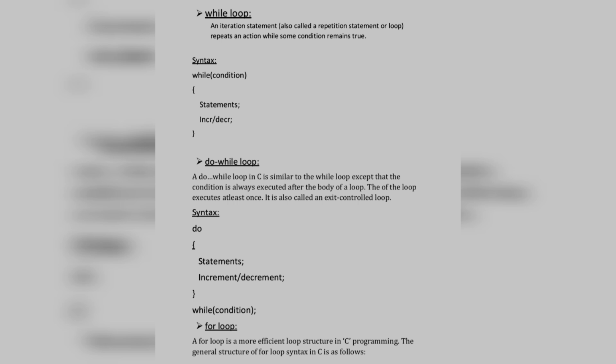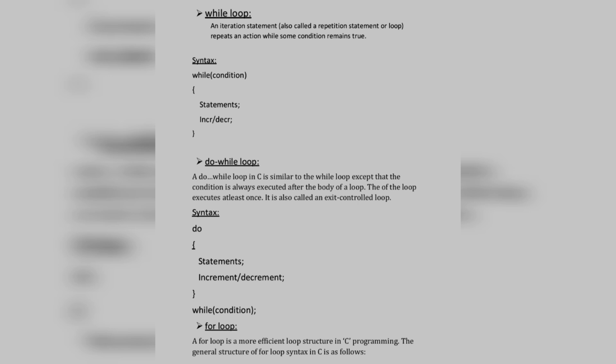The second one is the do while loop. A do while loop in C is similar to the while loop, except that the condition is always evaluated after the body of the loop. The loop executes at least once. It is also called an exit control loop.